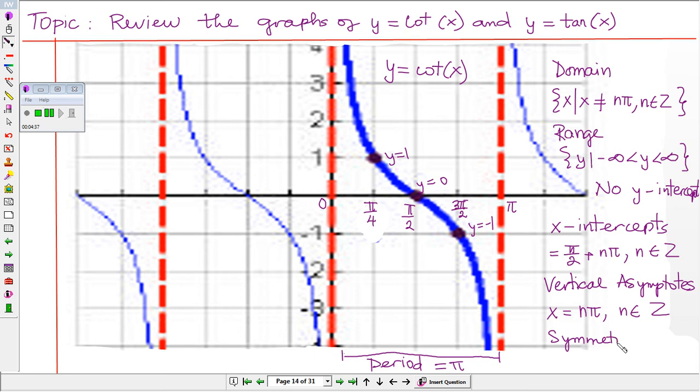Symmetry is the point 0, 0. The point 0, 0 of course stays on our vertical asymptote, but we can compare the ones above the x-axis and the ones below the x-axis. So these are symmetry points. Therefore we can conclude that this function is an odd function.